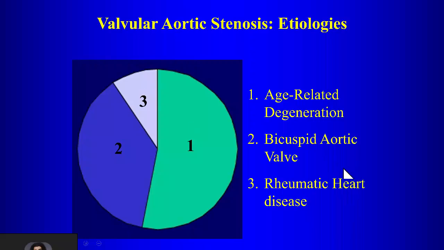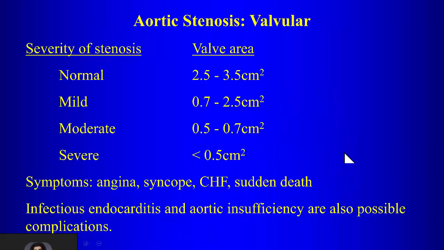Rheumatic heart disease can also be a cause of aortic valvular stenosis, although most patients who have aortic valve stenosis from rheumatic heart disease also have involvement of the mitral valve, so the mitral valve gets involved first. In terms of the severity of stenosis, it does correlate with the valve area, and you have to measure that when the valve is open. So you don't have to memorize these numbers, but 1 centimeter squared is a good number to know, because if the valve area is less than 1 centimeter squared, then you're going to run into some significant aortic valvular stenosis.